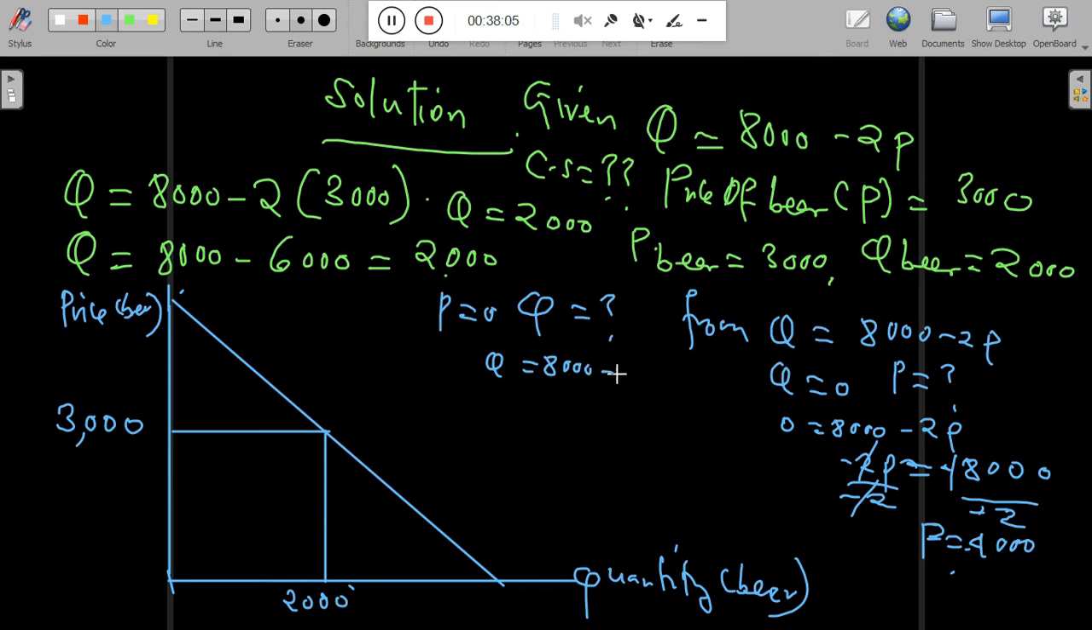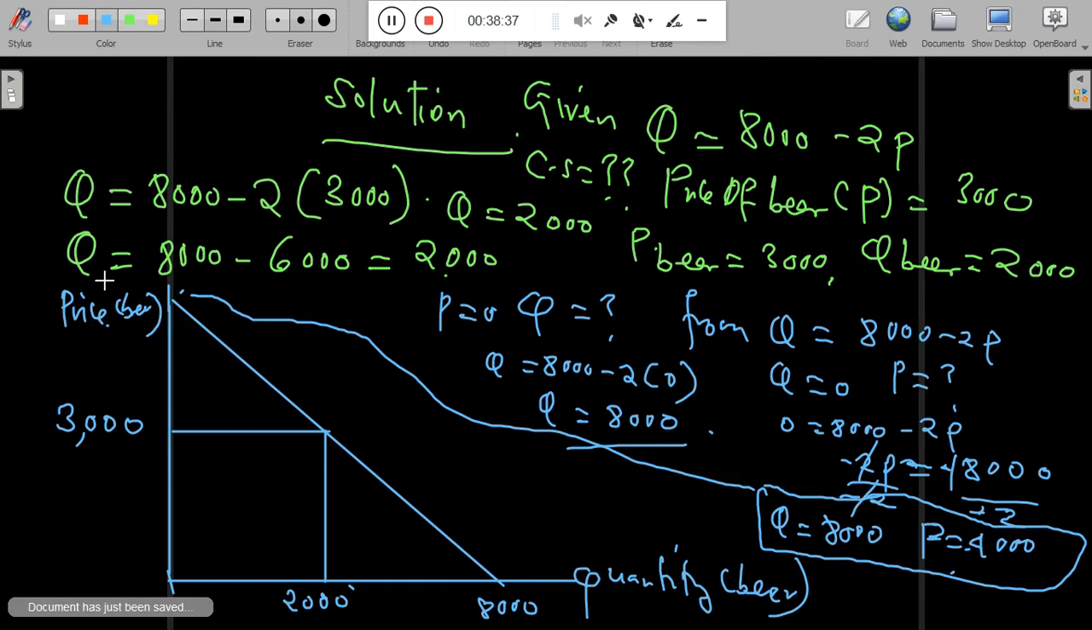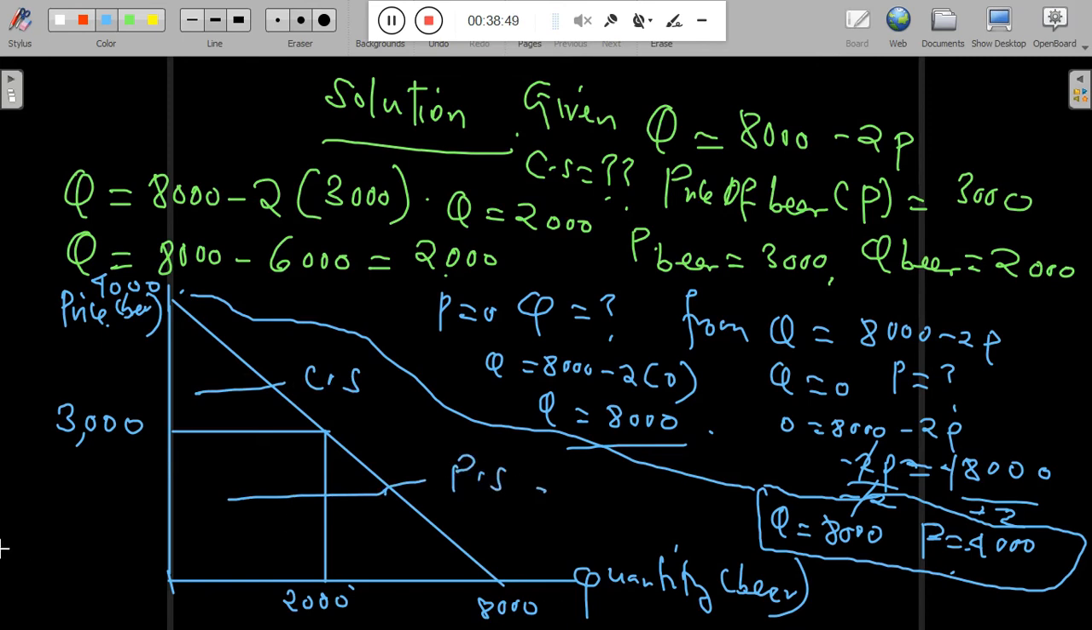So our price is equal to 4,000. What about Q? When we set p equal to 0, our Q will be equal to 8,000. So our Q is 8,000 and our price is 4,000, as you can observe. We plug these in on the graph. The area located at the upper side is the consumer surplus, and the area below is the producer surplus.